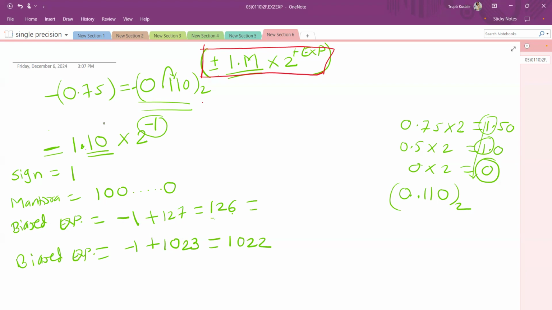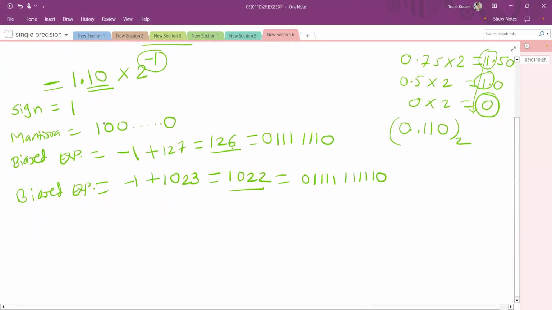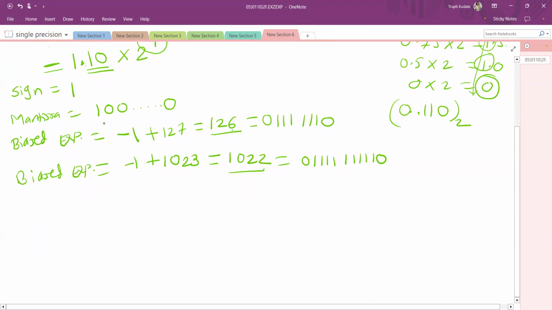So this is now the decimal number represented in a binary form. So this will be 0, 1, 1, 1, 1, 1, 1, 0. This will be 0, 1, 1, 1, 1, 1, 1, 1, 1, 0. So now you got all the bits, all the points which you want to represent any number in a format, single precision or double precision format.